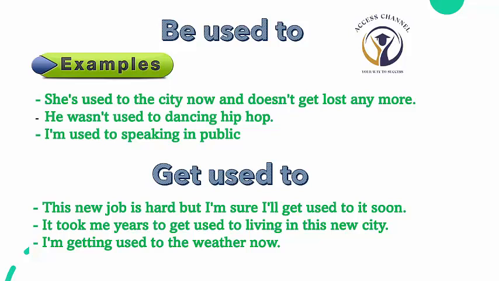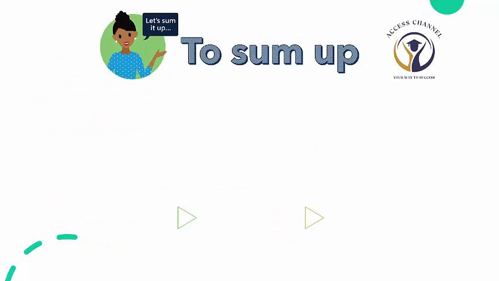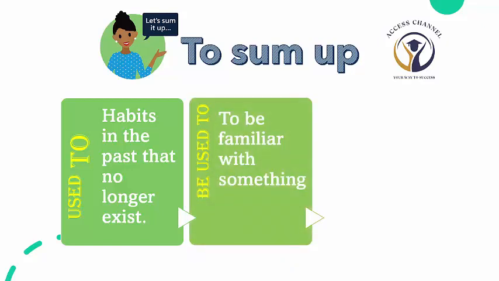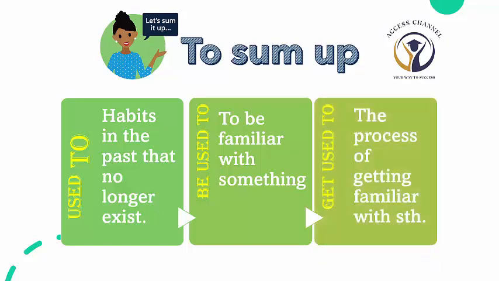So to sum up, again, we have three forms of used to today. The first one is used to plus the infinitive, and we said that we use this form for habits in the past that no longer exist. The second form is be used to, which means to be familiar with something, to be normal with something. This normally happens to you. Okay, and the third one is get used to. It means that you are still in the process of getting familiar with something.